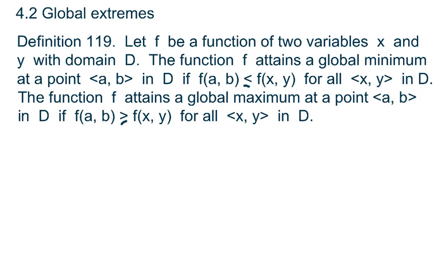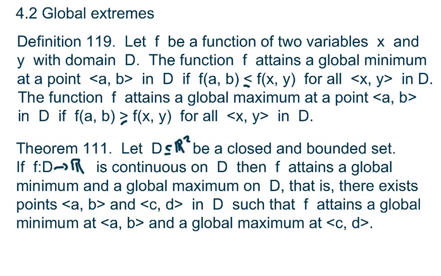We can now reformulate Theorem 111 as follows. The theorem states that a continuous function defined on a closed and bounded set will attain a global maximum and a global minimum on that set. Can you see that this is similar to the theorem for a function of one variable that stated that a continuous function on a closed interval will attain a global maximum and a global minimum?